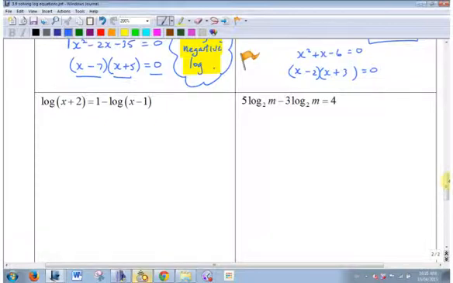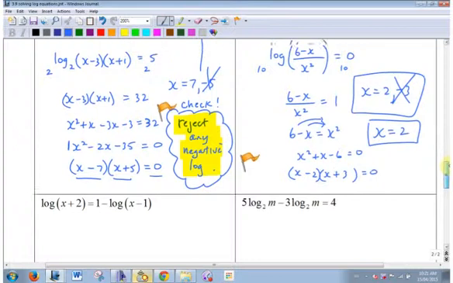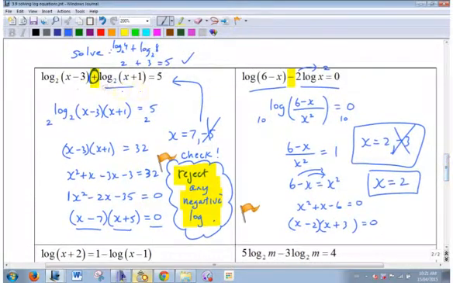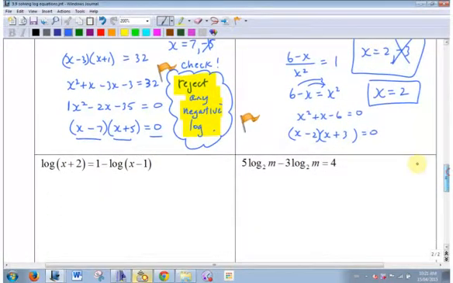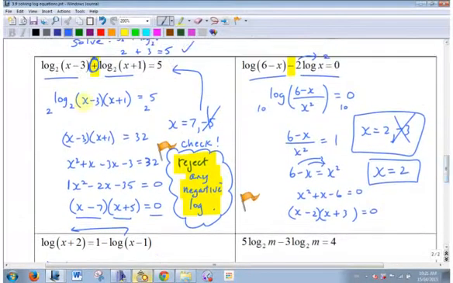Okay, what do I want to do with this? It's the same as before. I just want to do one step first. I want to collect these log x's together. One's on one side, one's on the other side. So I'm going to take this guy and put him over there. Okay? Now it's almost exactly the same as this question.